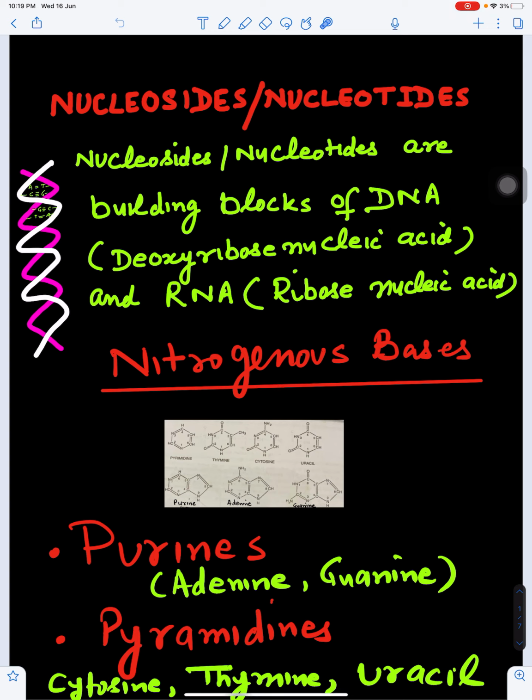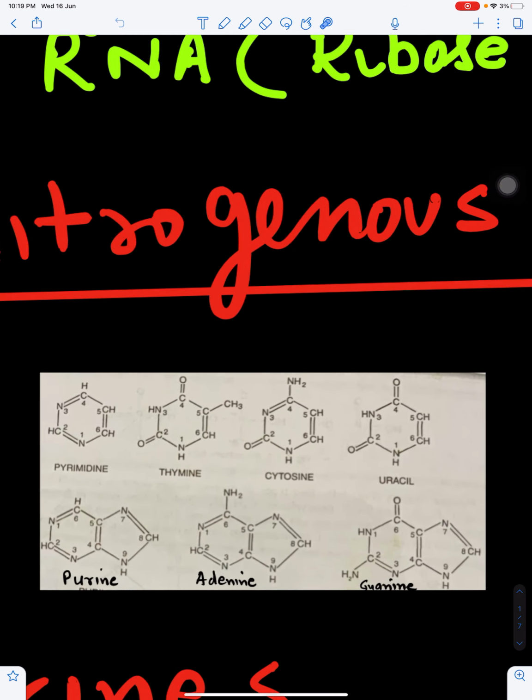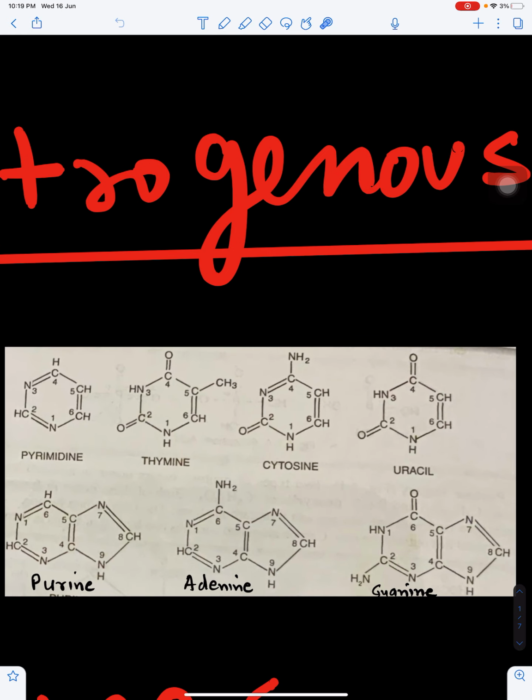Now, nitrogenous bases are of two types, purines and pyrimidine. Purines are further of two types, adenine and guanine, and pyrimidine are of three types, cytosine, thymine and uracil. Uracil is part of RNA and thymine is part of DNA. Now, if you see the structure of pyrimidine and purine, pyrimidine is made up of hexagonal ring. Now, this is thymine structure, this is the structure of cytosine, and this is the structure of uracil.